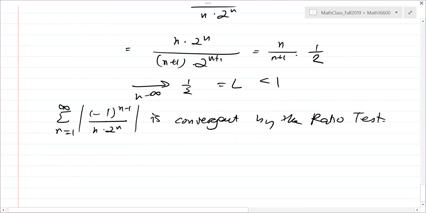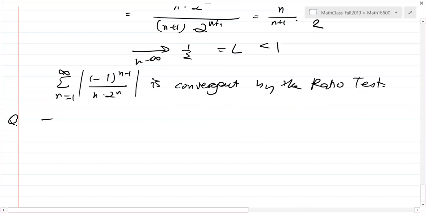We prove the ratio test using the comparison test actually. If I have time, I will only prove one of the tests. And we're also going to study the root test. All right, so now let's take a look at the next problem.